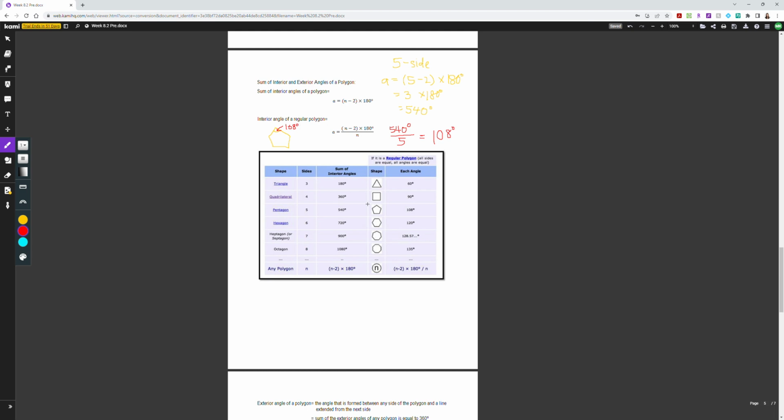But anyways, here is also a really useful table to see how it relates to each other, the sum of the interior angles as well as each angle. These are the really common ones, so it's also really handy to know.